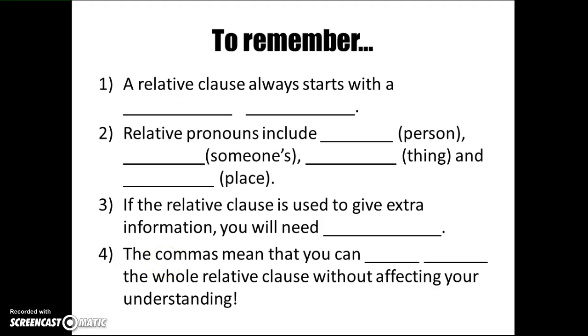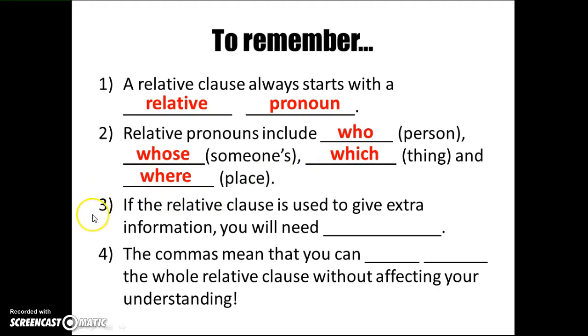So, in conclusion, I'd like you to remember 4 points over here to help you understand what a relative clause is, why do we use it, and how is it formed. So let's try. A relative clause always starts with a, that's right, relative pronoun. And relative pronouns include for a person, yes, who. Then this might be harder, someone's, whose. And thing, easy. Which. And the last, where. Good.